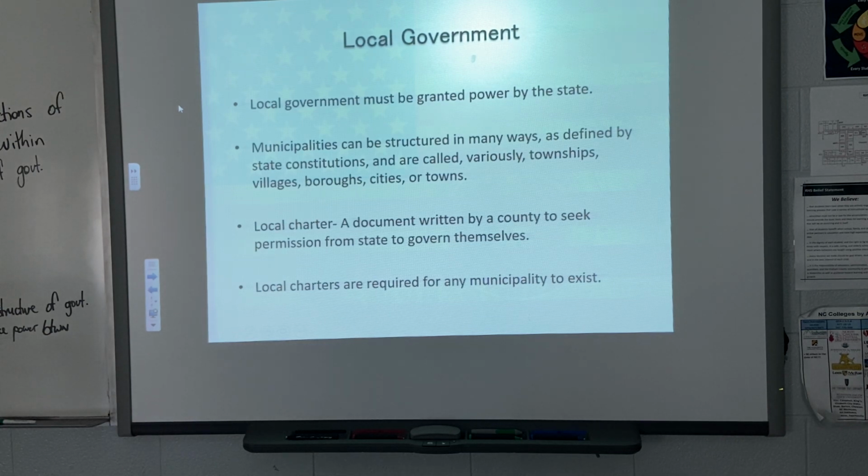Municipalities, fancy word for saying town. The only way that they can receive township is they have to create a local charter. It's a document written by a county to seek permission to govern themselves.